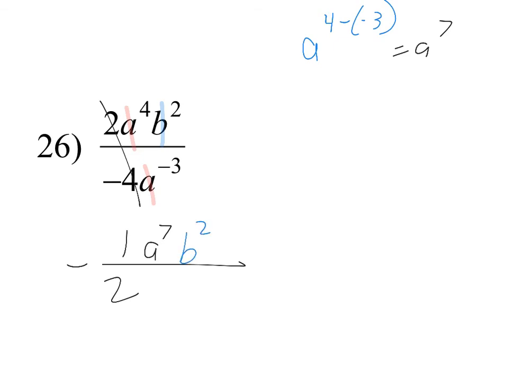I go through my check. Do I have any ones I don't need? Well, actually I do. I don't need that one right there. So as I write this as my final answer, I'm actually going to write negative a to the 7th b squared over 2. And like I said, if you can't put it beside the fraction bar and make it very clear that it's a negative and not just a part of the fraction bar, put it on top or the bottom. It doesn't matter. So I got rid of my extra 1.